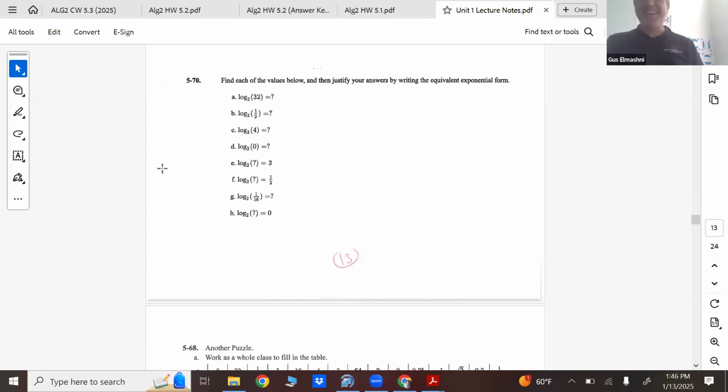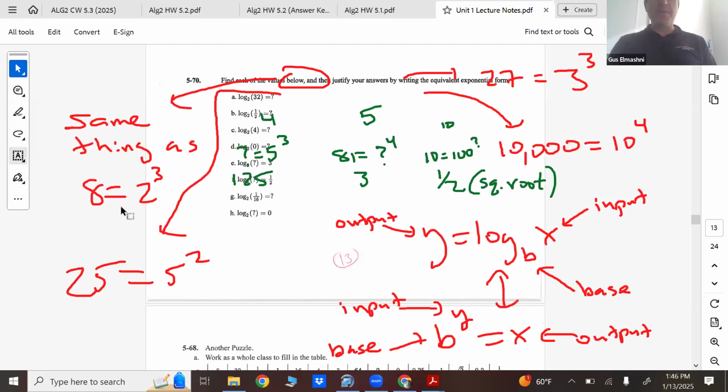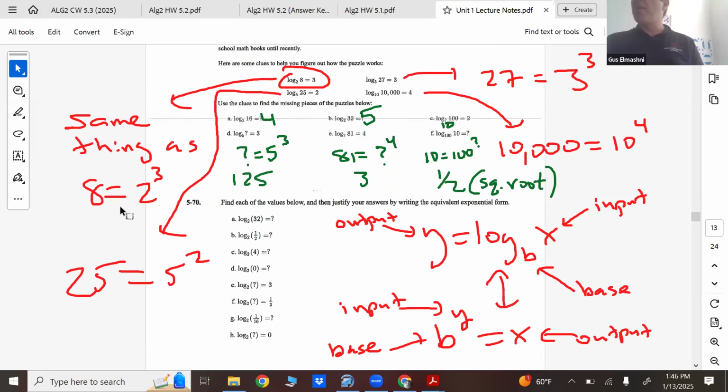Okay, sorry, let me go back. My apologies. Let's recap before we do the next part. Then we'll wrap the last page and you guys can start homework, because I want to give you some time to start homework. 2 raised to the 4th power is 16. 2 raised to the 5th power is 32. 10 raised to the 2nd power is 100. 5 raised to the 3rd power is 125. 3 raised to the 4th power is 81. 100 raised to the half power is 10.